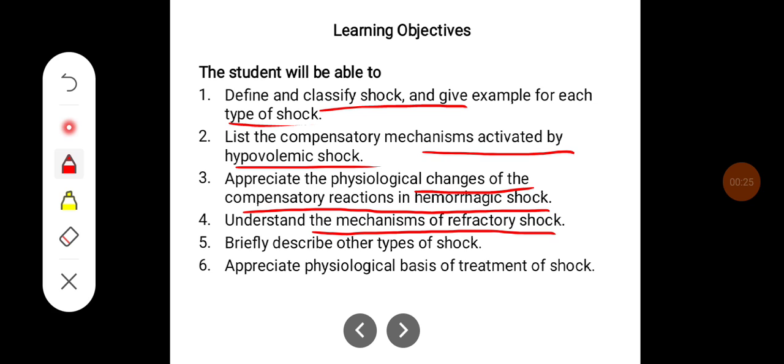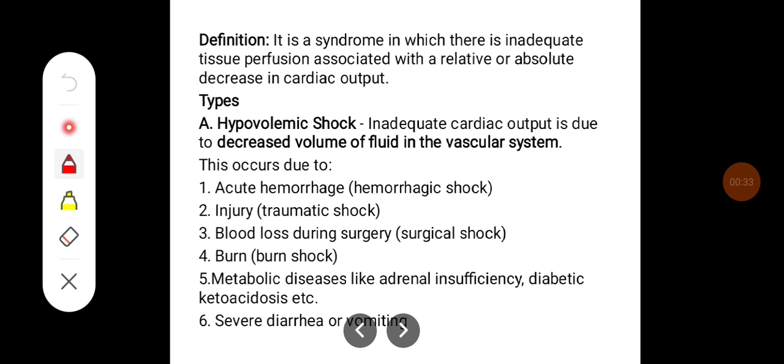Understand the mechanism of refractory shock. Briefly describe the other types of shock and appreciate the physiological basis of treatment of shock. Shock is a syndrome in which there is inadequate tissue perfusion associated with a relative or absolute decrease in cardiac output. There are different types of shock.